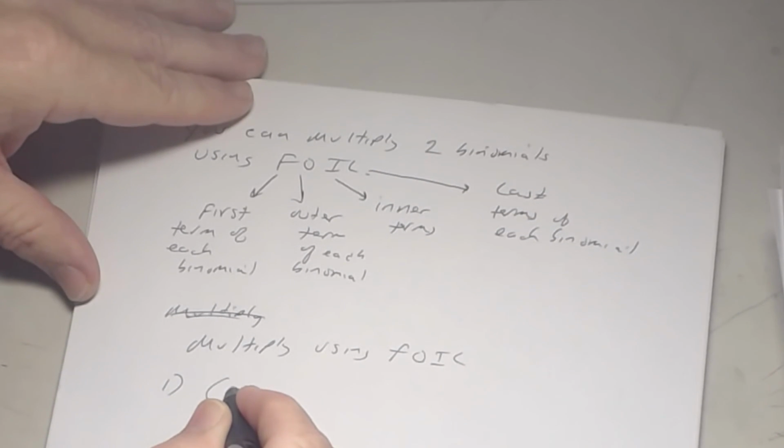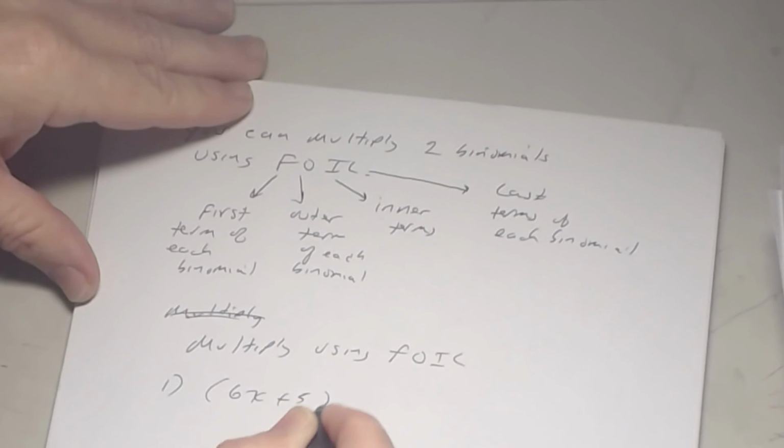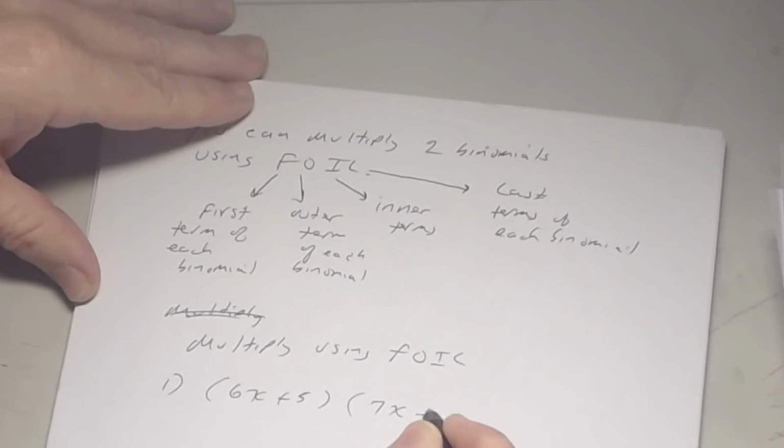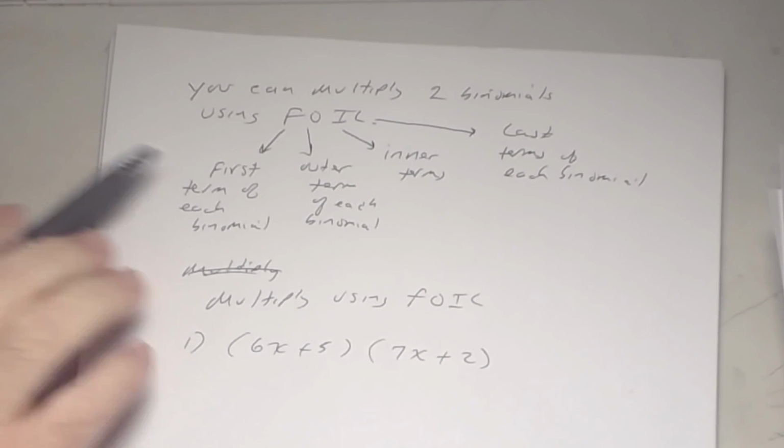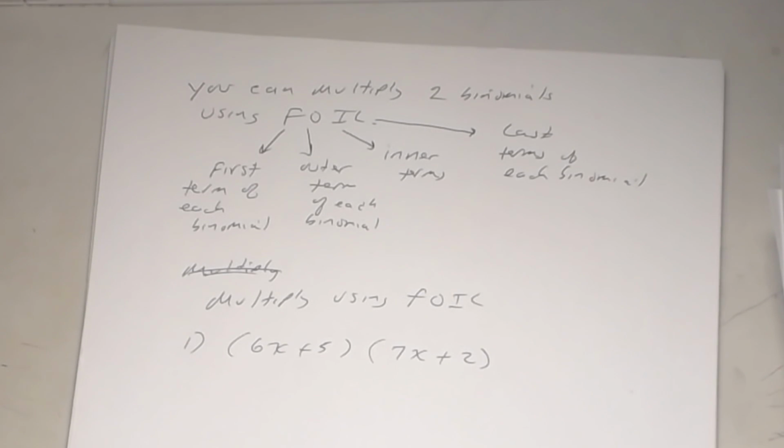So let's look at a simple example first. So let's do this one. Let's say we have 6x plus 5 times 7x plus 2. Can I use FOIL here? Yes. Why can I use FOIL? Because I'm multiplying two binomials. All right, so do the order FOIL. So first, do F first, then O, then I, then L. All right, so the first says I take the first term of each binomial and I multiply them together. So what's that first term of the first binomial? 6x. What's the first term of the second binomial? 7x. What do I do to 6x and 7x?